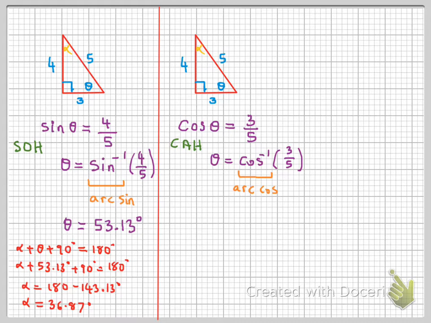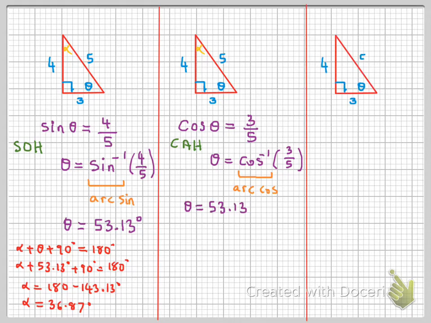And theta, just like we did with the sine, will be the arc cosine of 3 over 5. So we have undone what cosine has done to theta to give us what theta is. If you use your calculator, you will see that theta is the exact same as we obtained previously. Theta is 53.13 degrees.